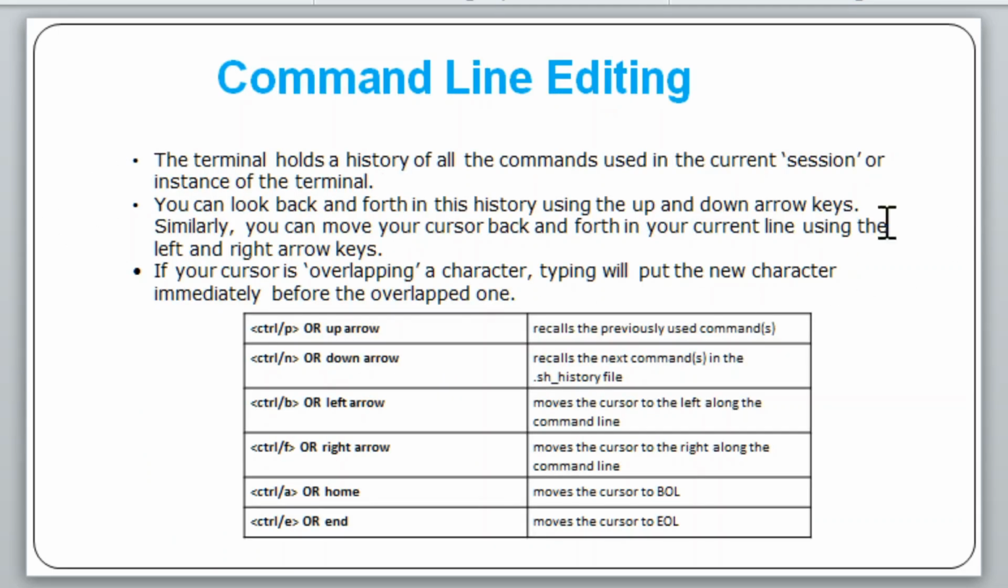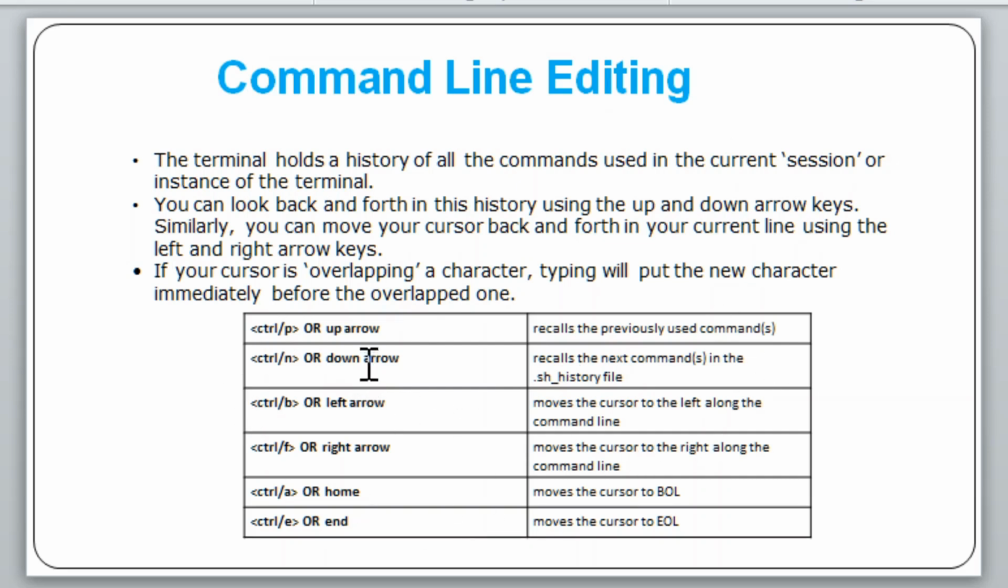Alright, so the terminal holds a history of all commands that are used in the current session or the instance of the terminal. You can look back and forth in this history using the up and down arrow keys. Similarly, you can move your cursor back and forth in your current line using the left and right arrow keys. If your cursor is overlapping a character, typing will put the new character immediately before the overlapped one. Okay? So if we look at this table here, it just kind of summarizes that.